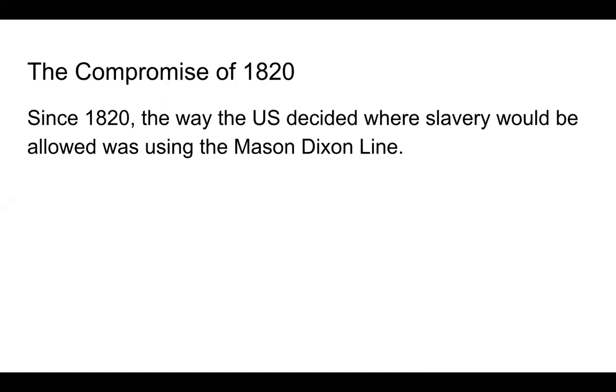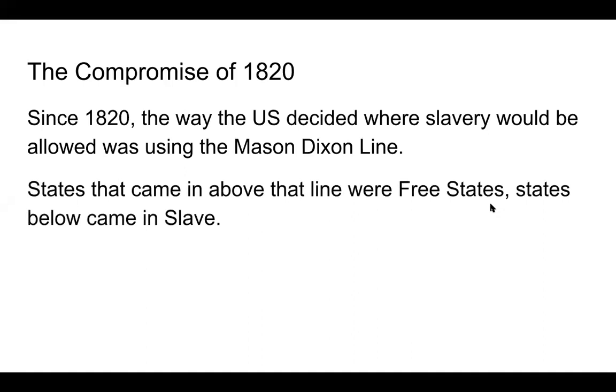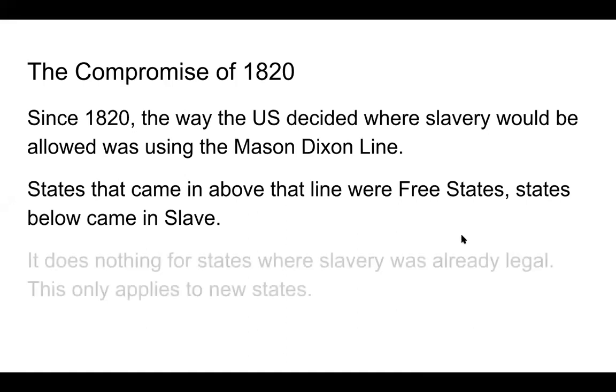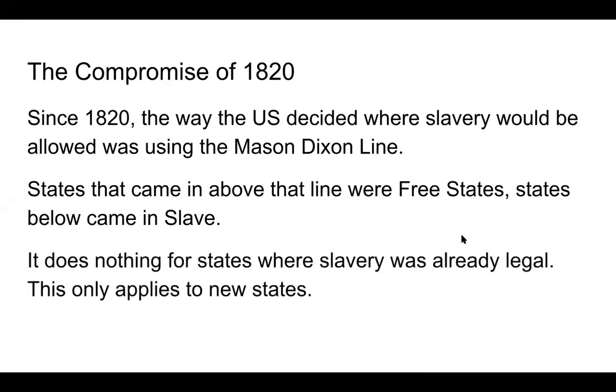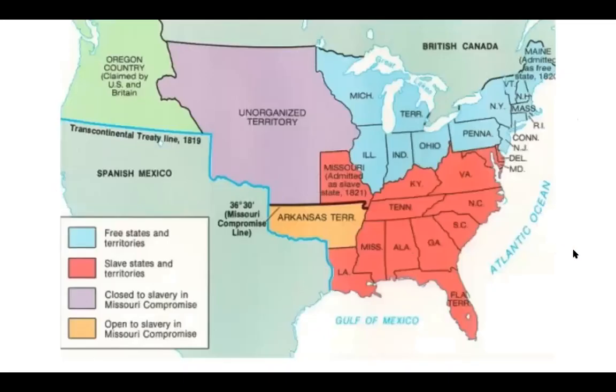So slave states are states where slavery is legal. So we start using the Mason-Dixon line. If you were a state that was coming in north of that line, it was assumed that you were going to be coming in as a free state. States below that line would be coming in as a slave state. This does not change anything about states that already have slavery that is legal. So it's only applying to new states.